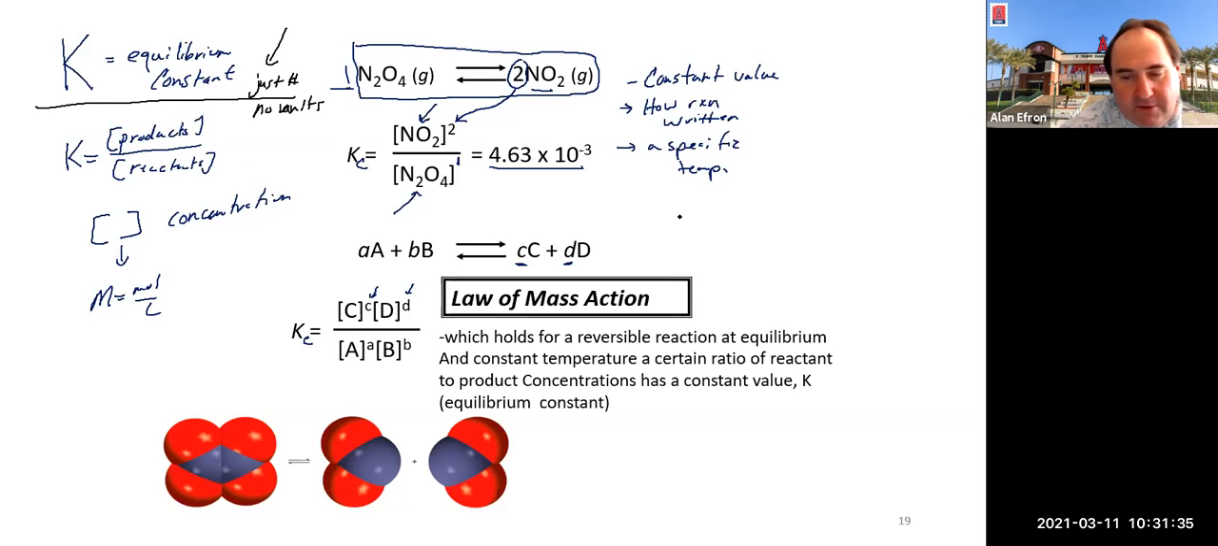Well, if we had a really large value of K, what would that mean? If we look at it mathematically, in order to get a large value for K, I would need a larger value up on top and a smaller value on the bottom, right? If you take a large number divided by a small number, you get a large number. And that means if you get a large value for K, you would expect to mainly have products at equilibrium.